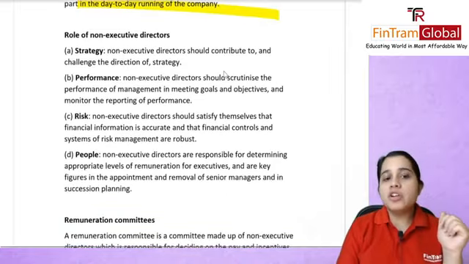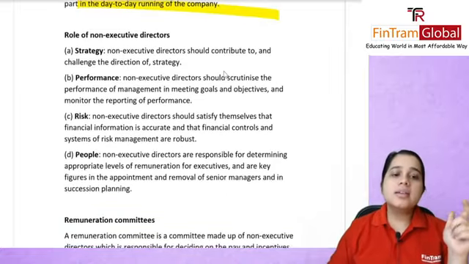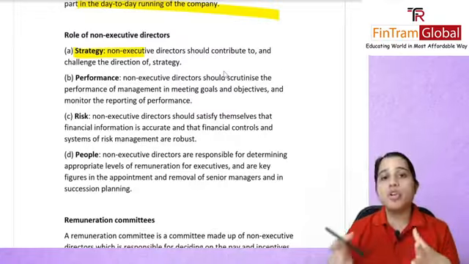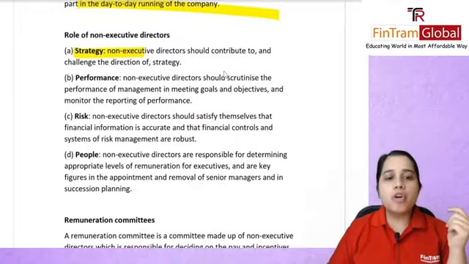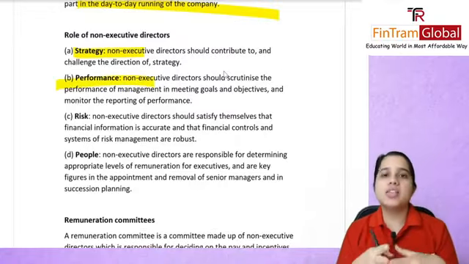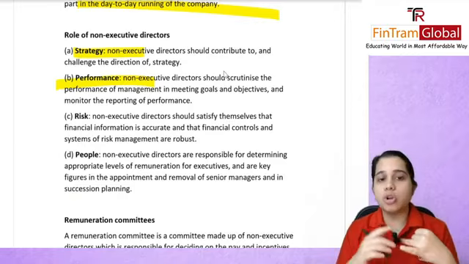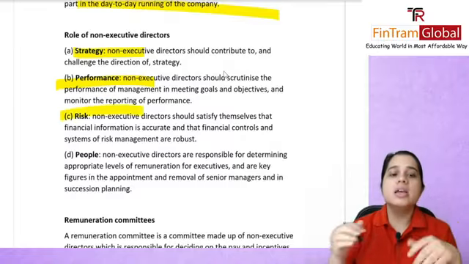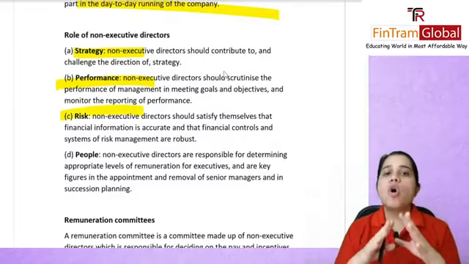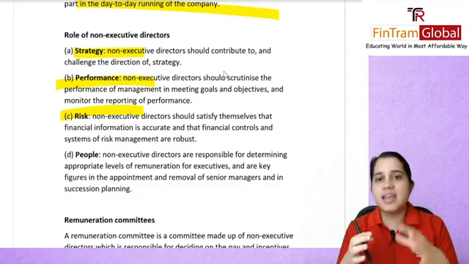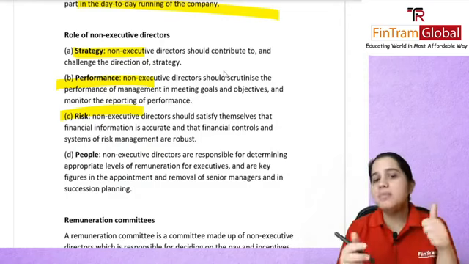What is the role of your non-executive directors? Strategy: they will contribute to the overall strategy. Performance: they will check and scrutinize your executive directors, how they are performing, and whether they are able to meet the goals or not. Risk: they should satisfy themselves that all the financial information is accurate and that you have good controls in place.